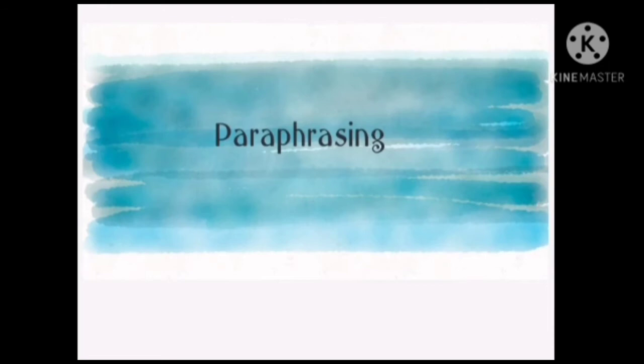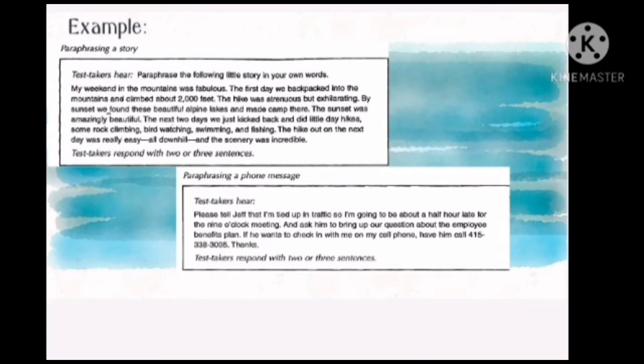The third, paraphrasing. Paraphrasing is another type of assessment task. The test takers read or hear the text or story, and then they paraphrase the text or story by using their own words. There are two sample texts. First, paraphrasing a story, and the second, paraphrasing a phone message. They can read or hear the text. After that, the test taker can retell it but in their own words.